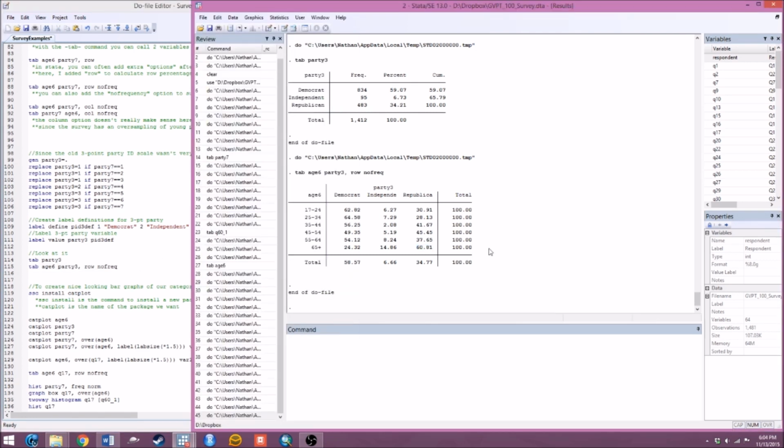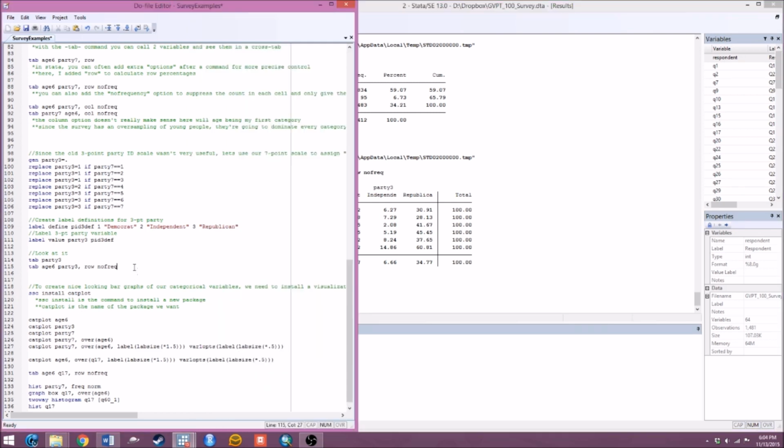Okay. So for now, I've really only shown you some tables. I did show you some histograms. Maybe we can do a histogram really quick.